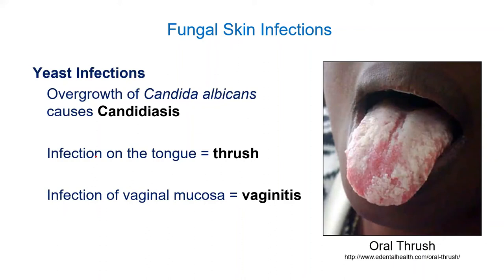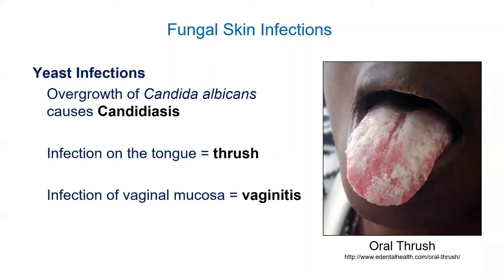So let's talk a little bit about fungal skin infections. I included yeast in here, which I guess is more for the oral section of the course, but worth mentioning. I'll probably come back to it when we talk about digestive infections. So yeast infections are usually caused by Candida albicans. There are other Candidas out there, and some of them are very dangerous. They're just a little bit more rare. This is the common one.